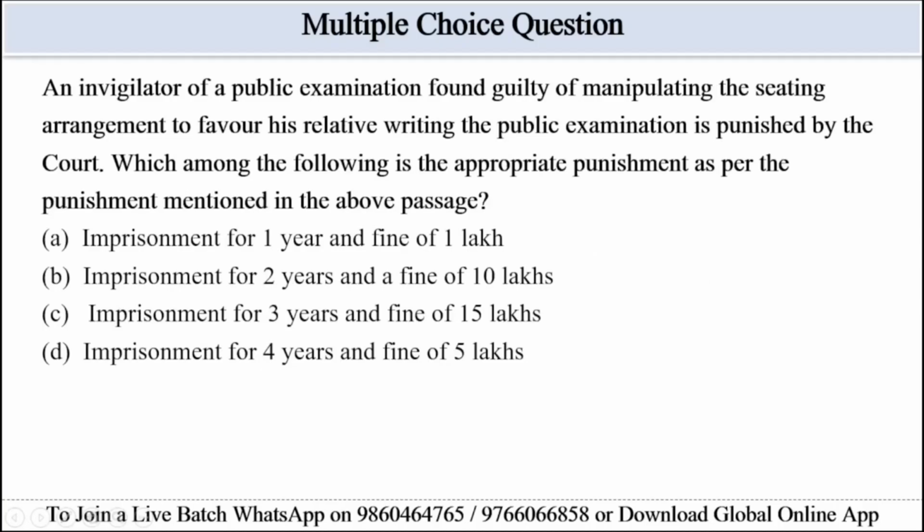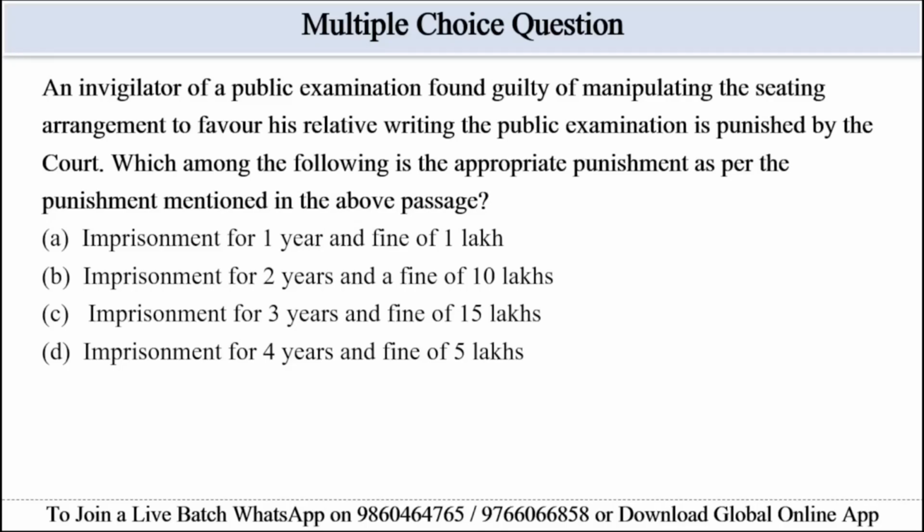An invigilator of a public examination found guilty of manipulating the seating arrangement to favor his relative writing the public examination is punished by the court. Which among the following is the appropriate punishment as per the punishment mentioned in the above passage? We have options here. Option A is imprisonment for 1 year and fine of 1 lakh, option B, imprisonment of 2 years and fine of 10 lakh, option C, imprisonment for 3 years and fine of 15 lakh, and option D, imprisonment for 4 years and fine up to 5 lakh.